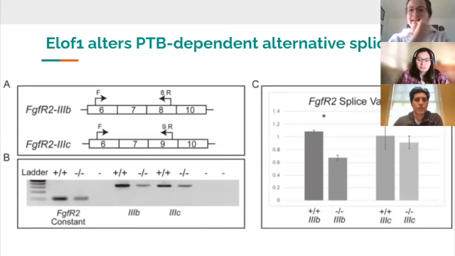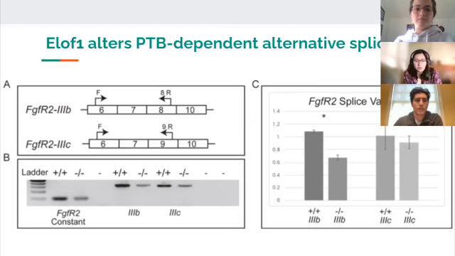ELOF1 also regulates alternatively spliced mRNA variants. So previous evidence shows that ELOF1 interacts with other proteins to facilitate the trimethylation of histone 3 lysine 36. And so modifications are linked to alternative splicing through the recruitment of a protein called polypyrimidine tract binding protein, or PTB. So PTB is an RNA splicing factor that binds to and in turn represses the use of specific exons, including a splice variant of fibroblast growth factor receptor 2, or FGFR2. And FGFR2 is known to play a role in gastrulation.